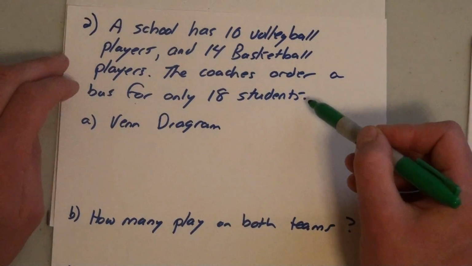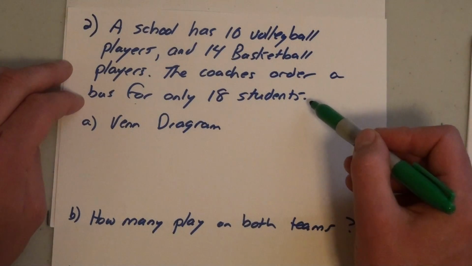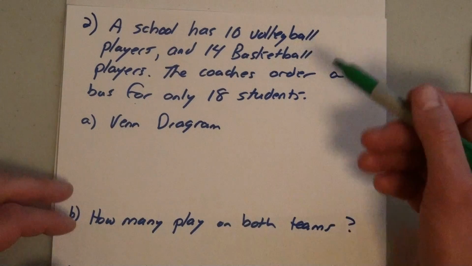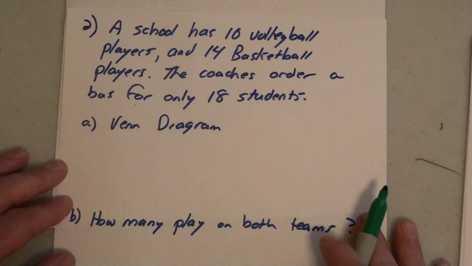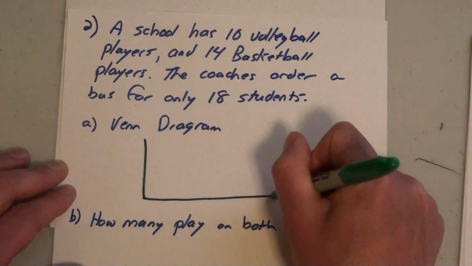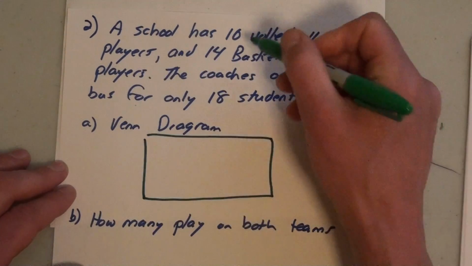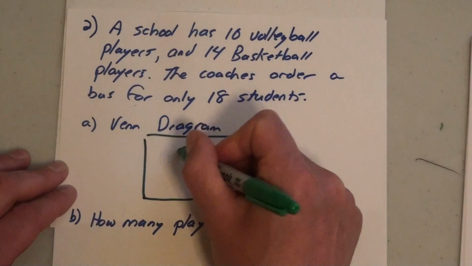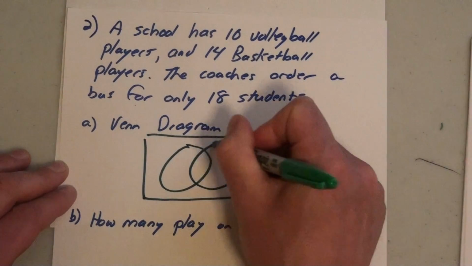Coaches order a bus that can only carry 18 students. So that means there must be some players that are playing both basketball and volleyball. They only need to order a bus for 18 students. So if I'm going to illustrate this as a Venn diagram, how many are going to be in my overlap?